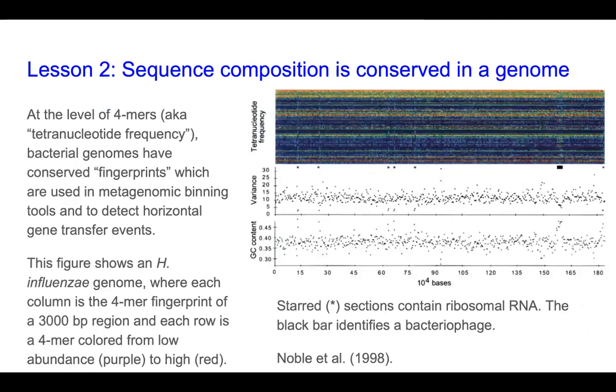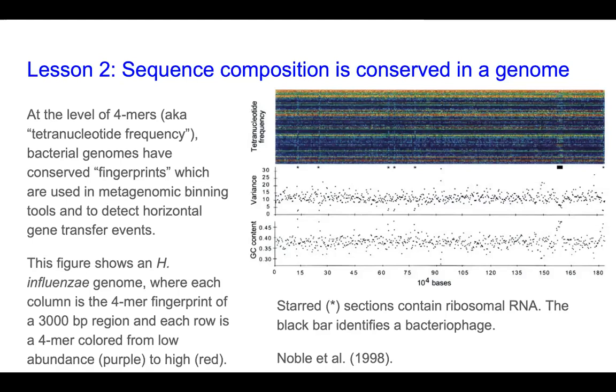So in a nutshell, this is a callback to lesson 2, where Eric mentioned that the sequence composition is conserved across the genome, and therefore we can use it in binning or in grouping of contigs or scaffolds together.